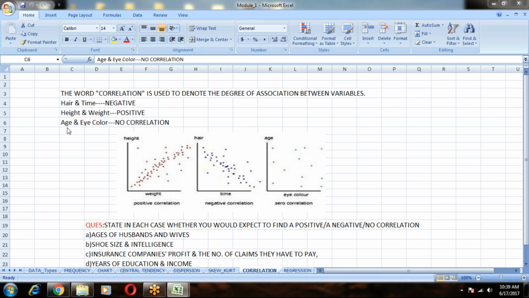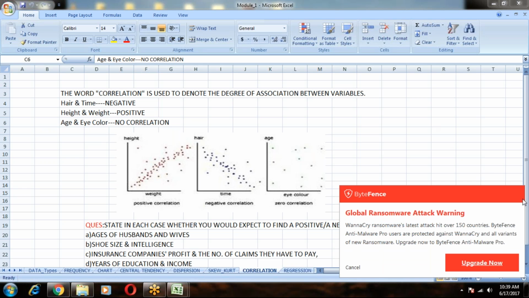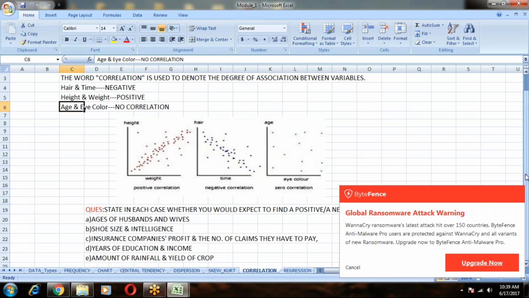Okay, next one is age and eye color. So is there any relationship? Obviously no. That means we are not having any relationship when we are considering age and eye color. So no correlation.